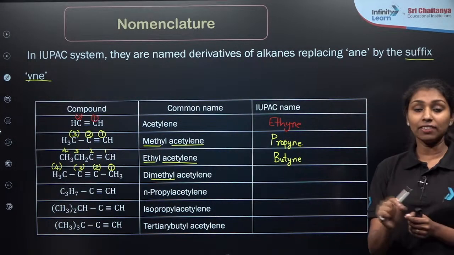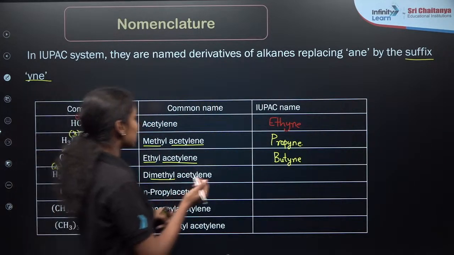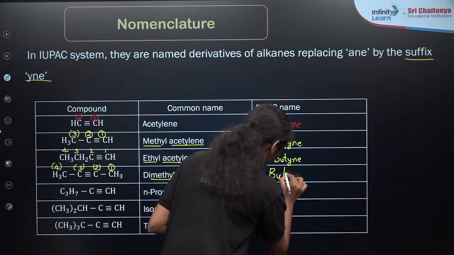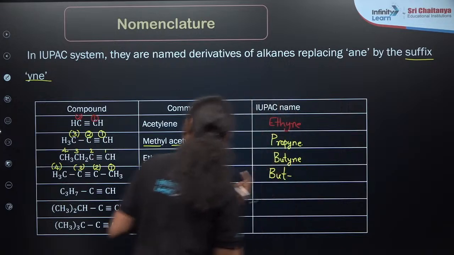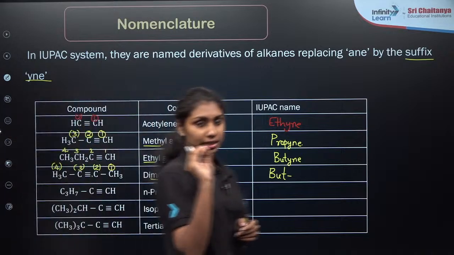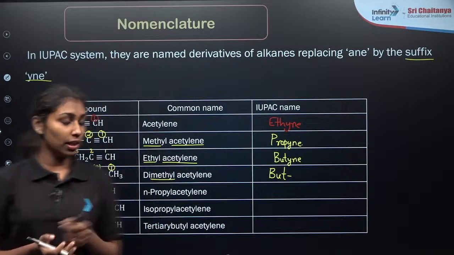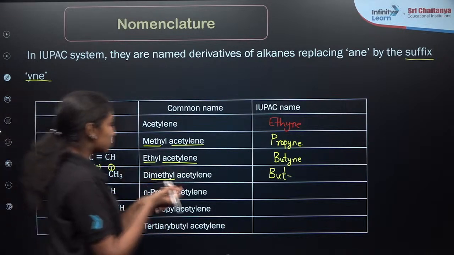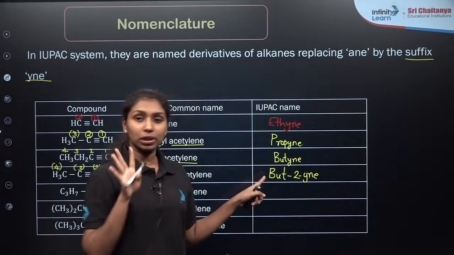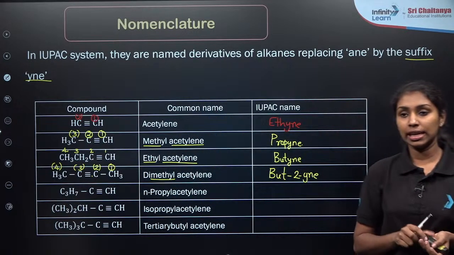Here we need to mention the position of the triple bond also. That is the important thing in writing the IUPAC name for alkynes. This is a 4 carbon compound, so the root name will be but. The position of the triple bond is 2. Whenever you name the compound, the triple bond must be given the lowest possible number. So here it will be 2, and I can write it as but-2-yne. Clear? But stands for the 4 carbon compound, 2 stands for the position of the triple bond, and yne stands for a triple bond compound. Is that clear?